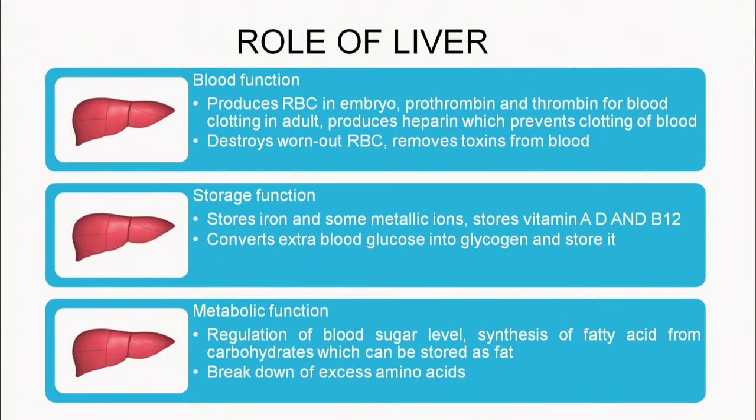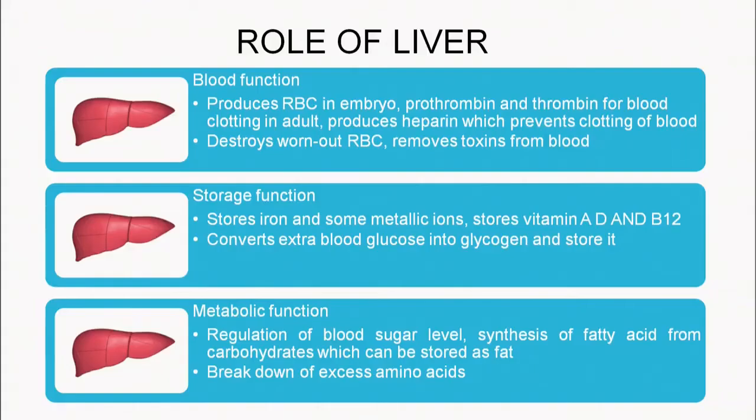Then prothrombin and thrombin, which help in the clotting of blood in adults, are produced in the liver. It produces heparin, which prevents the clotting of blood. The chemical substances which help in clotting as well as those which prevent clotting are produced in the liver, and it destroys the worn out cells, removing worn out RBCs basically.